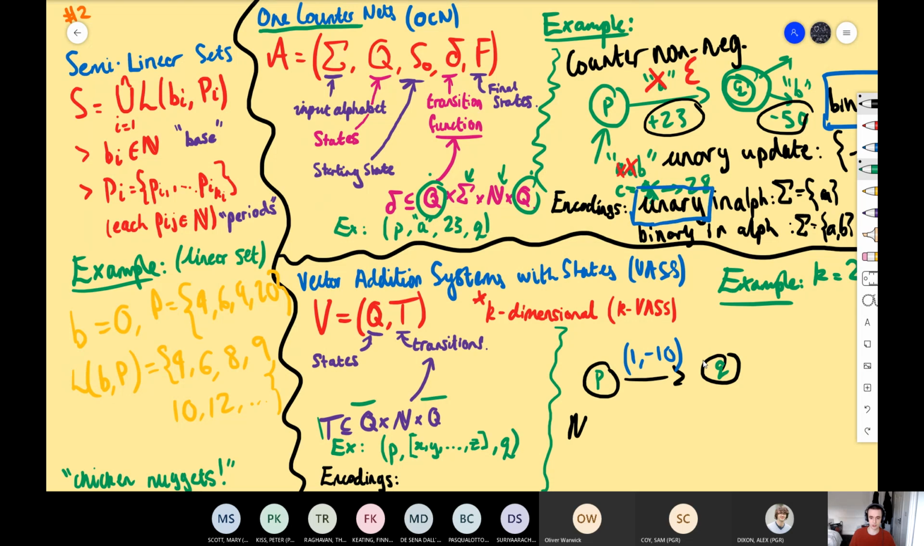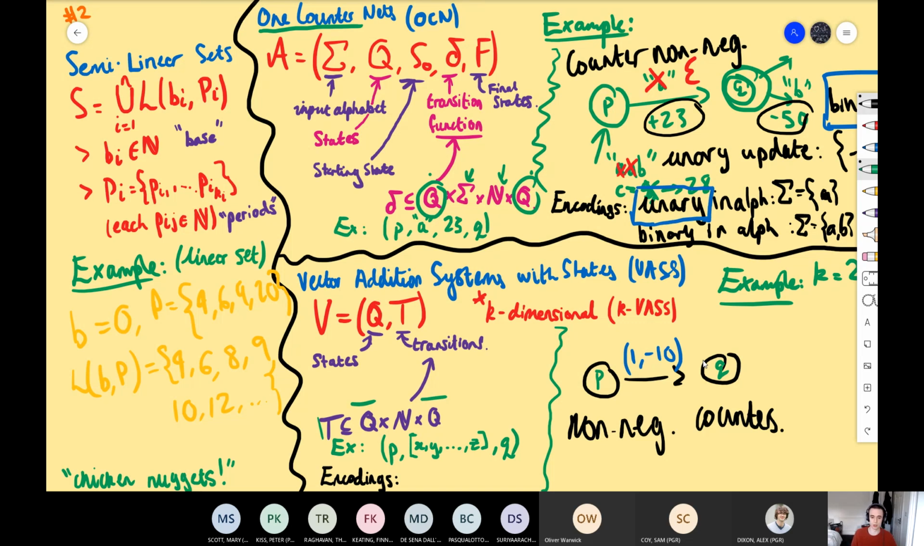Again, we'll have the non-negativity constraint on counters. So if any of the k counters dip below 0, just like in one counternets, we will crash. We won't let that run continue any further.